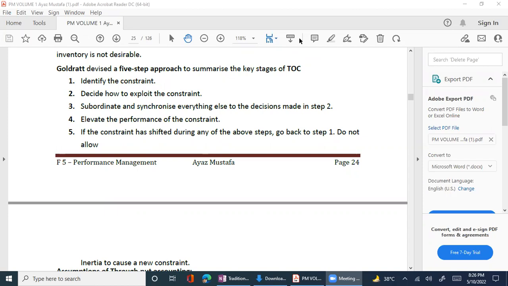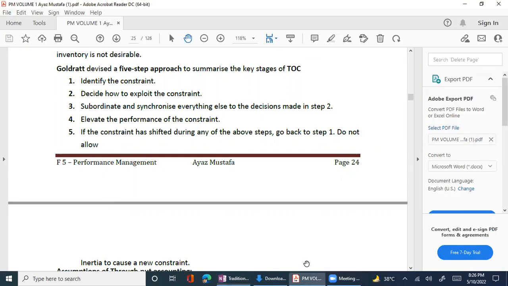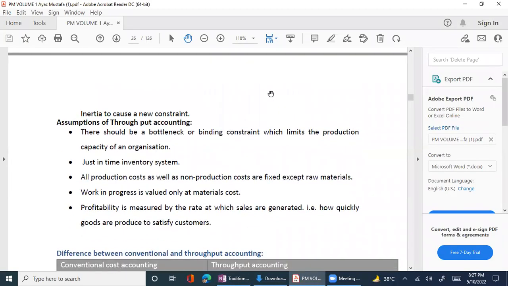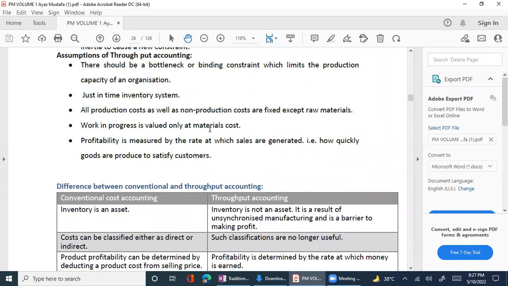So if we can shift the constraint, then we will again try to exploit that constraint. Then we will have new challenges as well. So moving to the next concept, assumptions. There are certain assumptions, as I told you, that there should be a bottleneck. The main assumption of this topic, throughput accounting, is that there must be one bottleneck at a time.